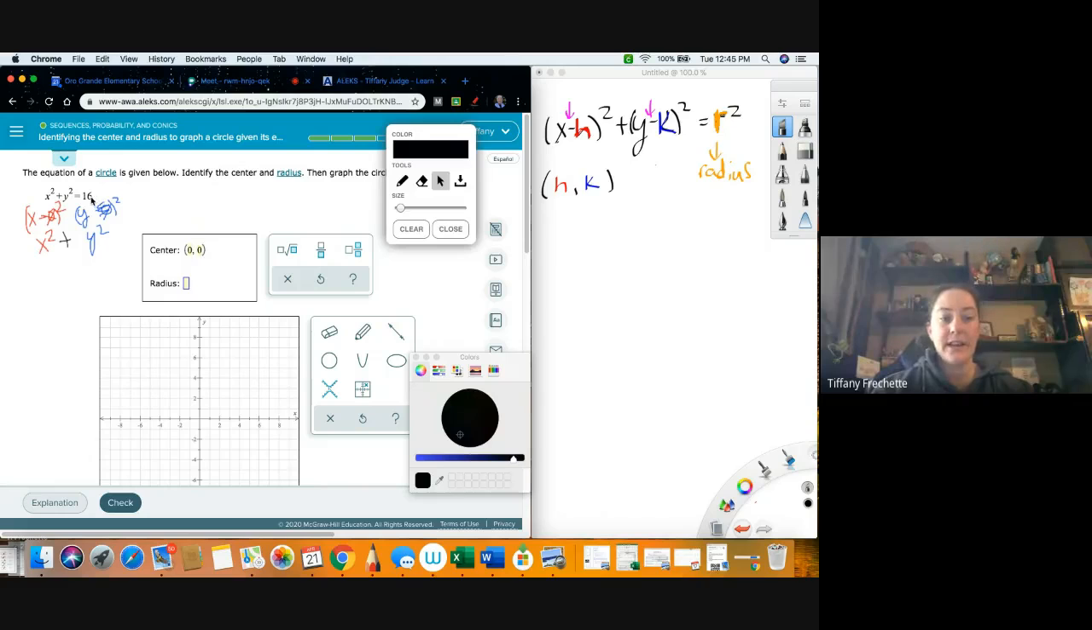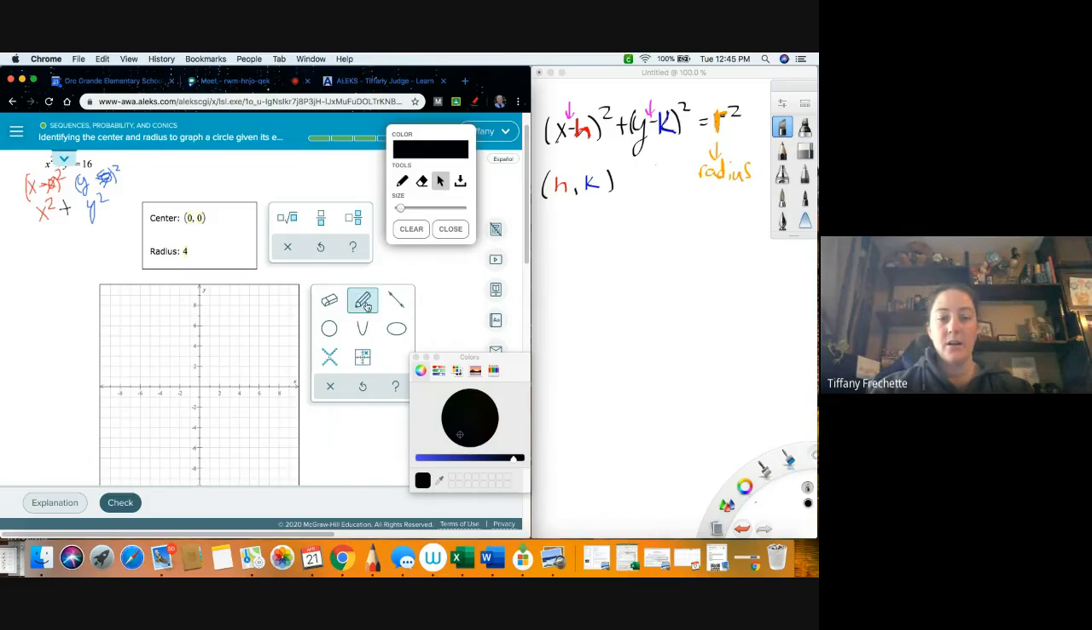And then if I look at the end, it's 16. The square root of 16 is 4. So my radius is 4. All right, so let's go ahead and graph. I don't have to go anywhere. I just get to click. My center is 0, 0. And then I'm going to go 4 units. This one's easy because it's already marked for me.